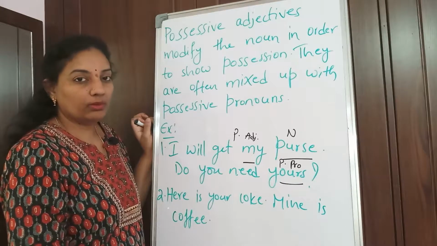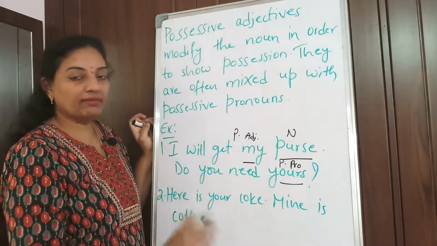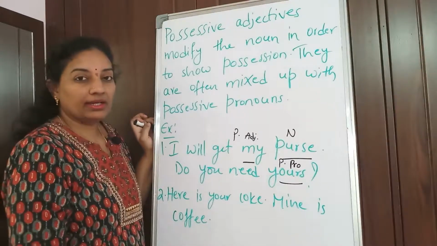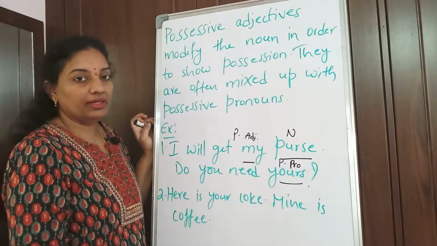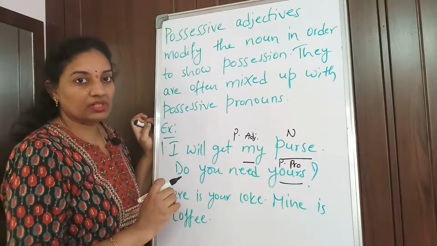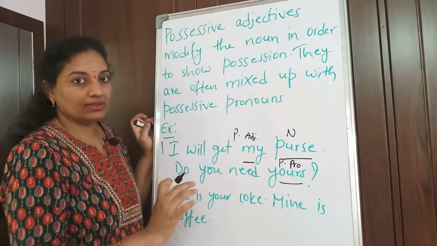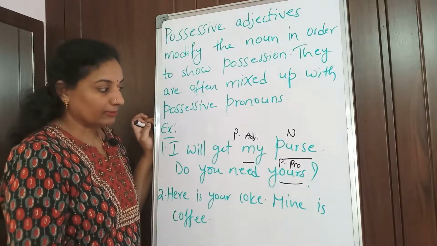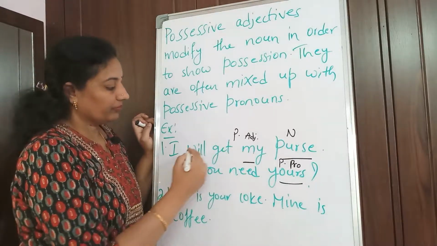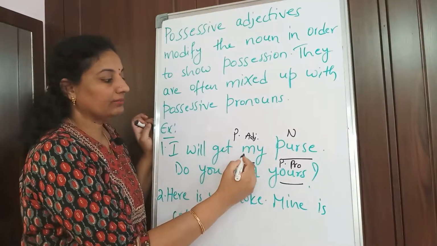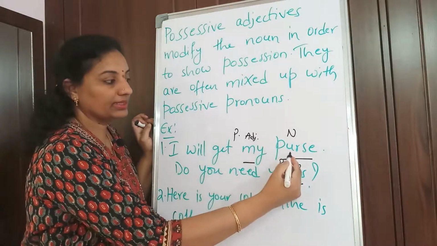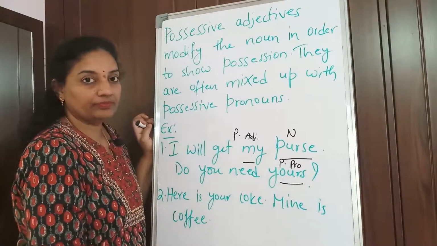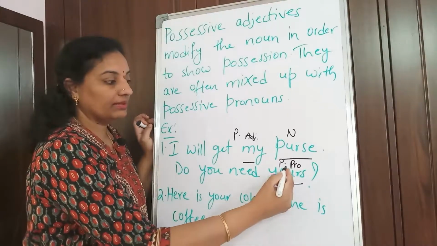So these are all basic definitions. If you are thorough with those definitions, you will never make any mistake. As we are in the learning stage now, we will learn them through definitions and memorize them so that we can avoid any sort of mistakes in future. So here, I will get my purse. My is possessive adjective and purse is the noun that it modifies. Do you need yours? Here yours is a possessive pronoun.